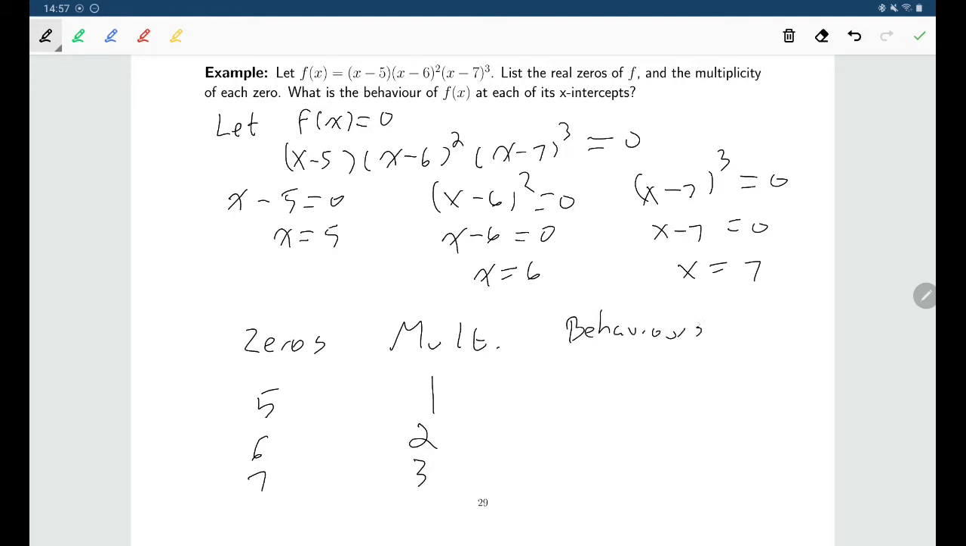And now for our behaviors at the x-axis, because x equals 5 has a 0 with odd multiplicity, that means it crosses the x-axis. Because x equals 6 has multiplicity 2, then we don't cross, we just touch the x-axis. And for x being 7, since that's an odd multiplicity, we cross the x-axis.